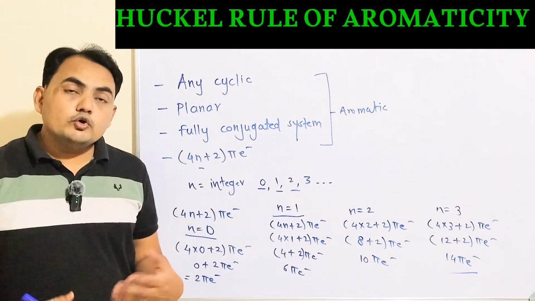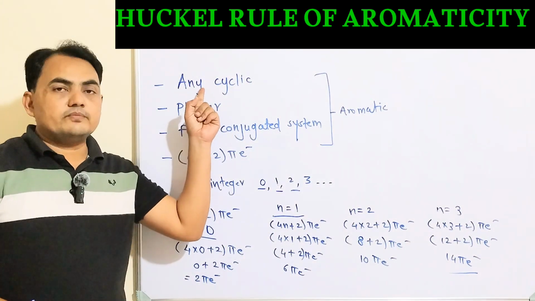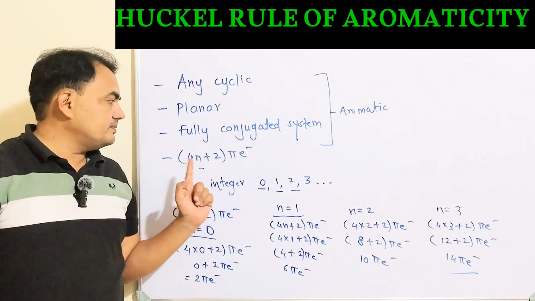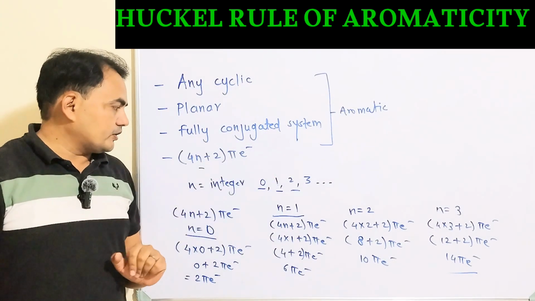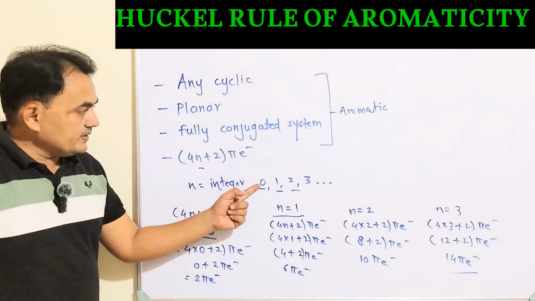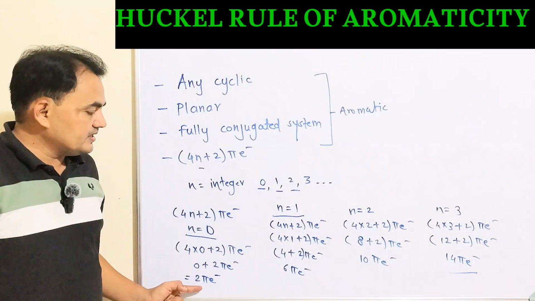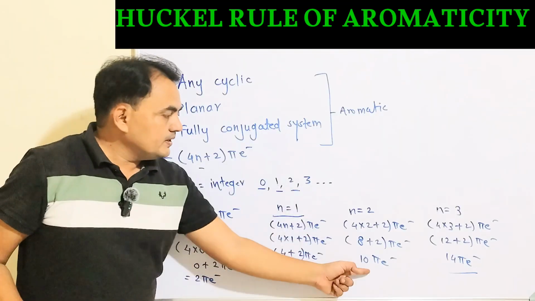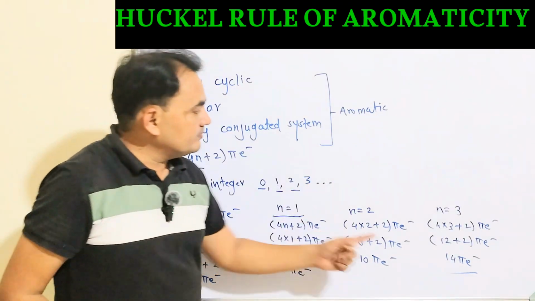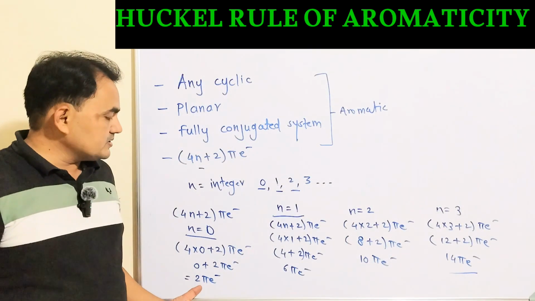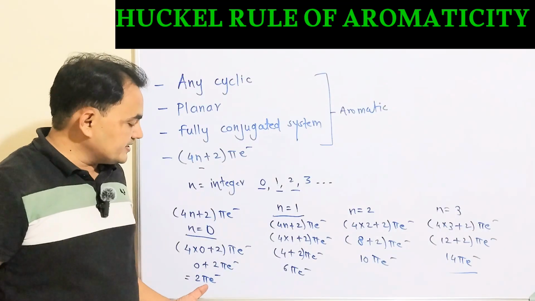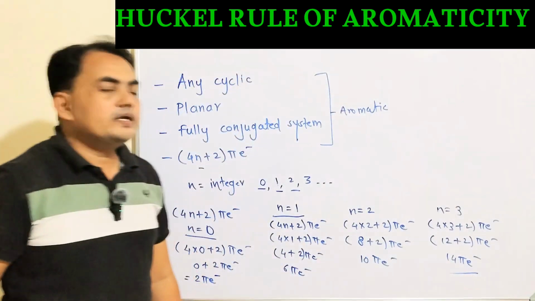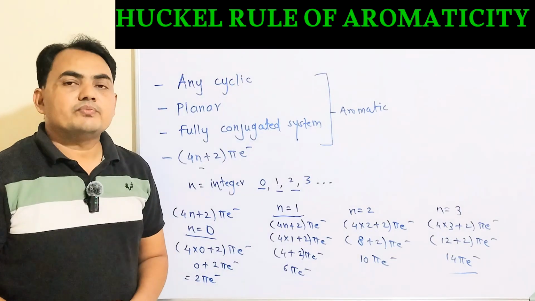So to be aromatic, the compound will be cyclic, planar and fully conjugated and consist of 4n plus 2 pi electrons. Suppose we take n as 0, then it consists of 2 pi electrons, n as 1 gives 6 pi electrons, n as 2 gives 10 pi electrons, n as 3 gives 14 pi electrons. Those compounds that are cyclic, planar and conjugated with 2, 6, 10 or 14 pi electrons are said to be aromatic.